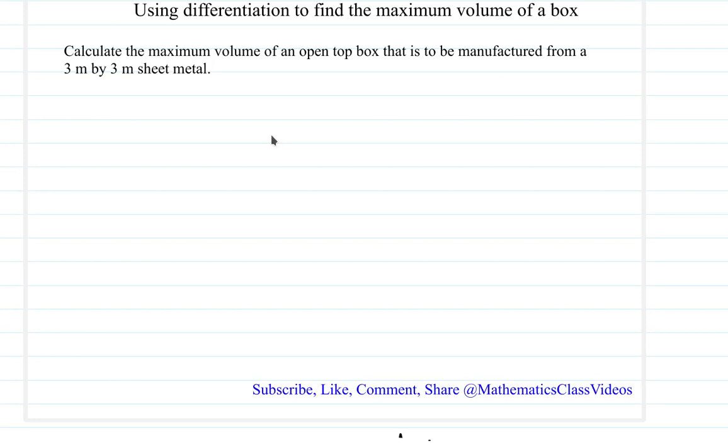Let's look at this problem. We're going to use differentiation to find the maximum volume of a box. The question says, calculate the maximum volume of an open top box that is to be manufactured from a 3 meter by 3 meter sheet metal.